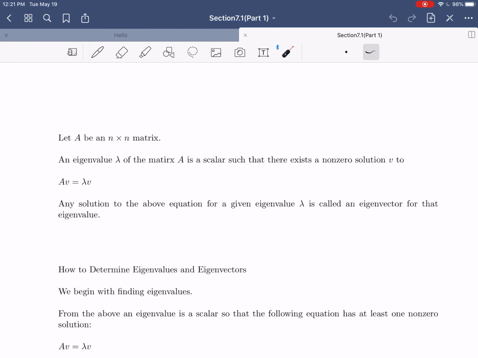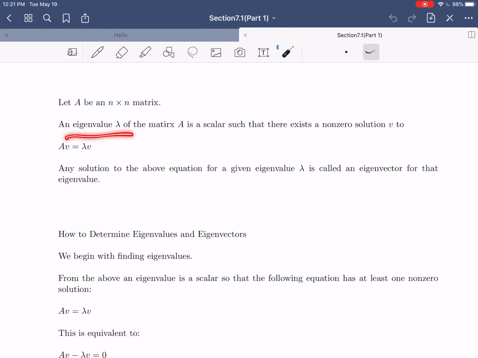So to start off here, we're going to let A be an n by n square matrix. All of our work here, because we're going to be making use of the determinant, is going to be restricted to square matrices. So an eigenvalue lambda of a square matrix A is a scalar such that there exist non-zero solutions V to this equation, AV equals lambda V. Now, if you think about what this equation is saying, there's some non-zero vector V such that matrix multiplication by the matrix A is equivalent to scalar multiplication by this eigenvalue lambda.